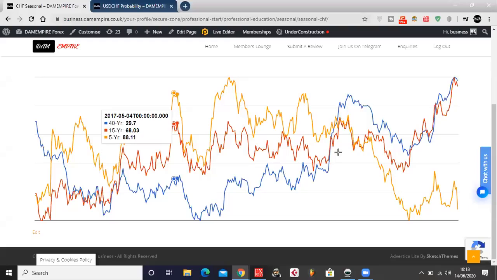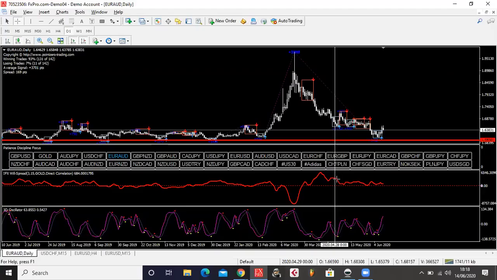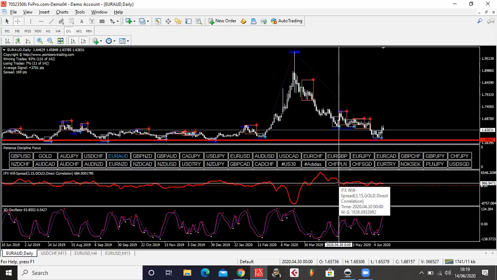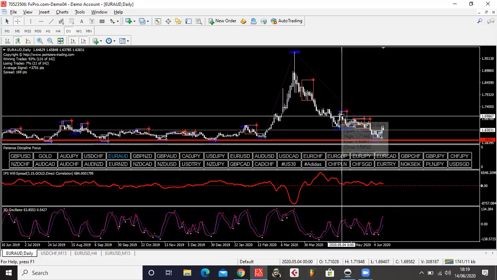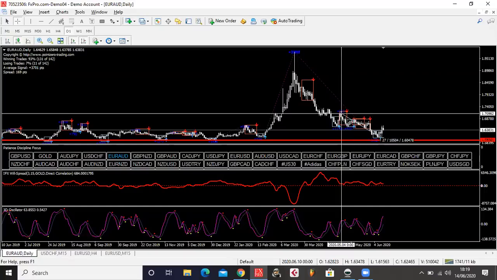So right here, you see that dip before the 1st. So at this point, right here, is the 1st. And guess what? On the 4th, which was the second peak, that's where it peaked the second time. And then boom, market fell. It fell 1,000 pips. You understand?